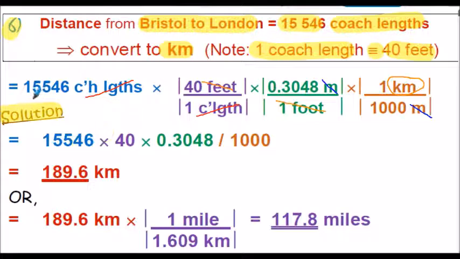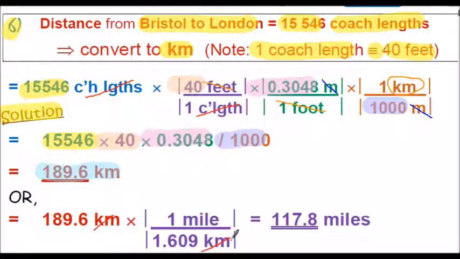Calculations, it's 15,546 multiplied by 40 multiplied by the 0.3048 and divided by the 1,000. That evaluates to 189.6 kilometres, but I have then converted the kilometres into miles. 1 mile is 1.609 kilometres, so that's 117.8 miles.